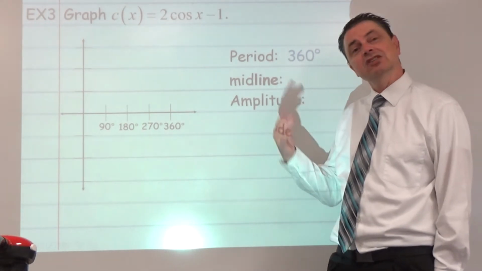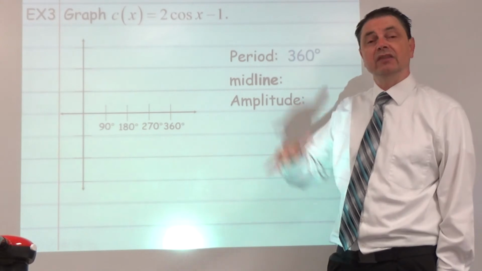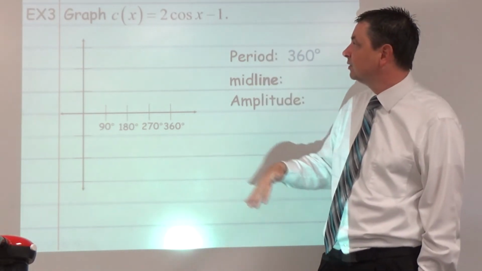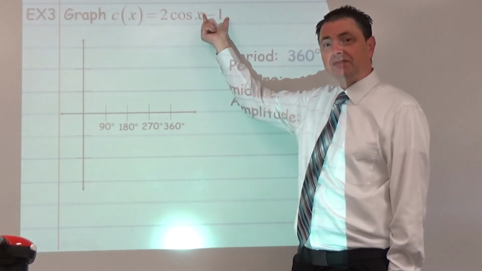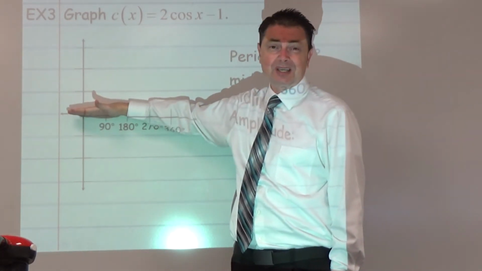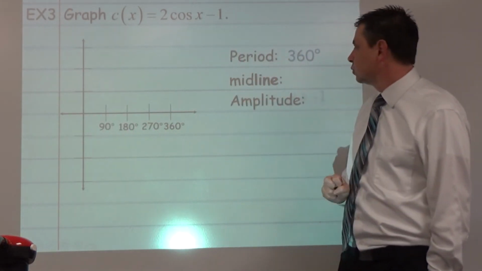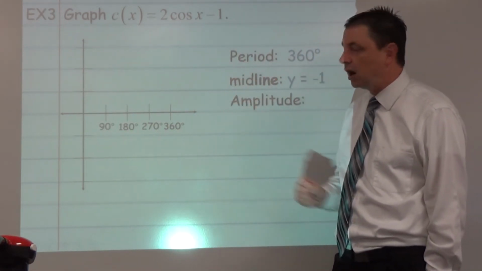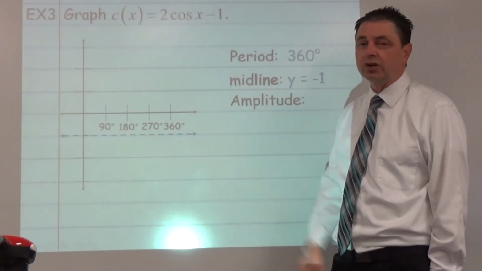The midline. Let's look at the midline. Midline is essentially the vertical shift in the graph. That's right here. This says we're going to shift down 1. So it would typically be the x-axis, but we're going to shift that down 1. That becomes y equals -1. Let's draw it horizontally. There's our midline.